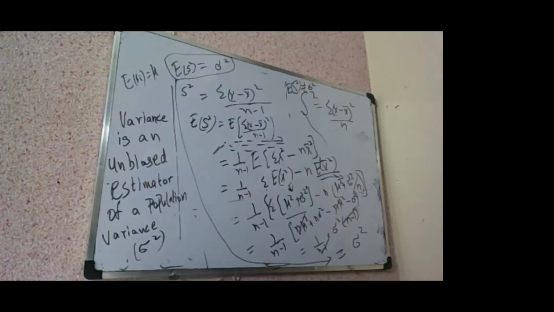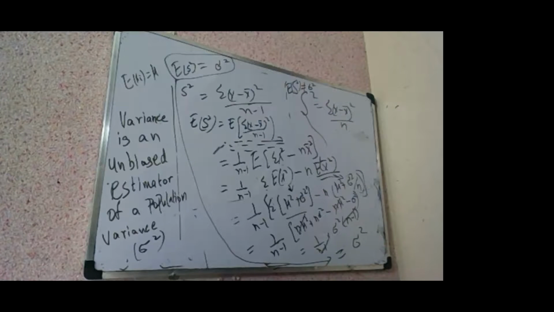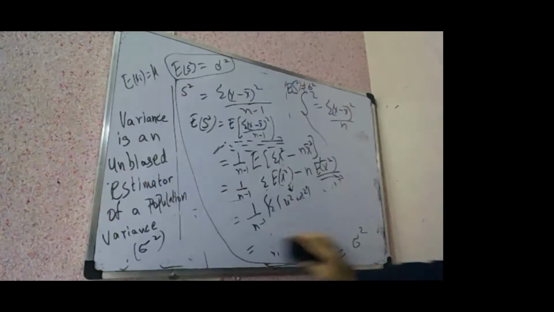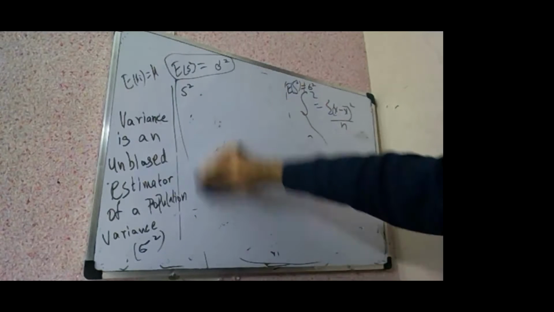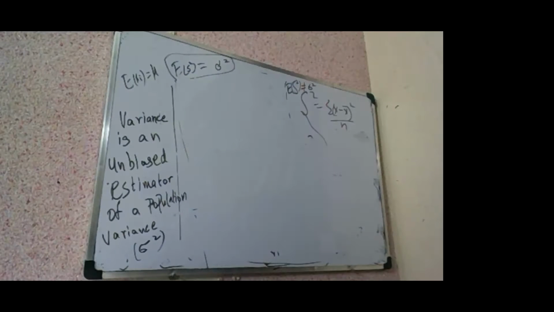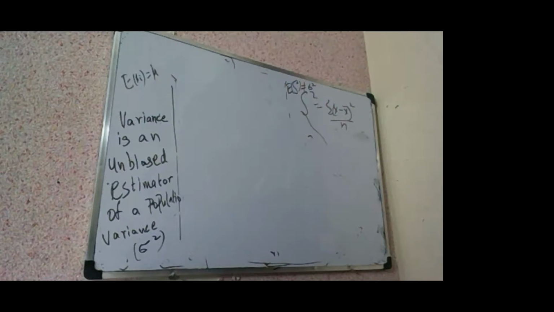Now, what is the unbiased factor? If we consider this one, here we have n. Now, look. Let me raise this and let me tell you the interpretation of these things. It's very simple. In this one, we have proved it. Now, what does that mean?